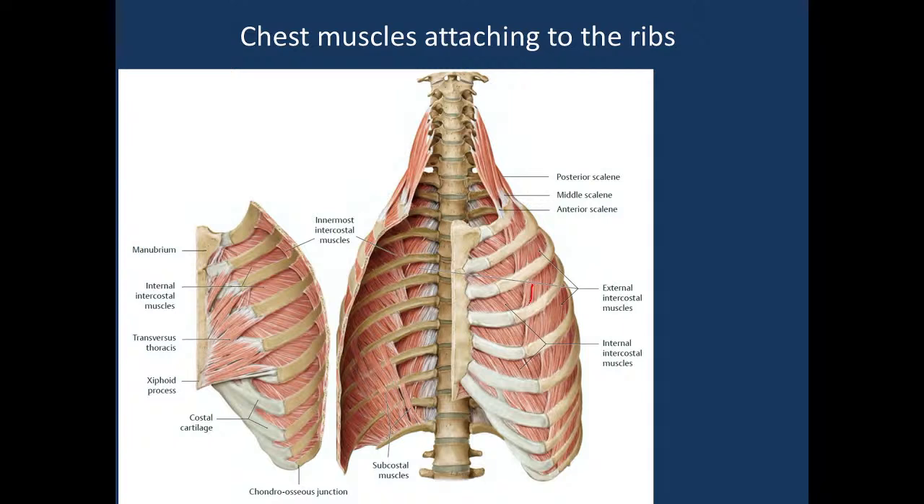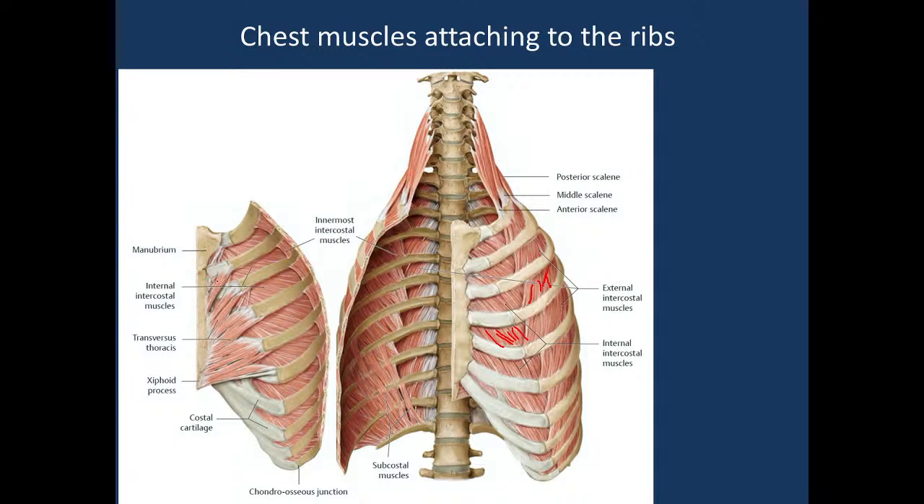Chest muscles attached to the ribs. This is external and internal intercostal muscles. As you see, external is located superficially, but internal is located deeper. And they help us to breathe. External helps us to make inspiration, but internal muscles help us to expirate the air.